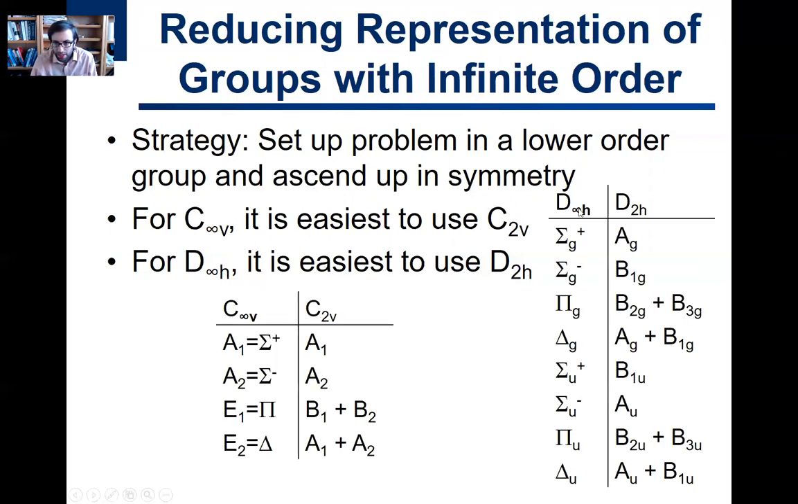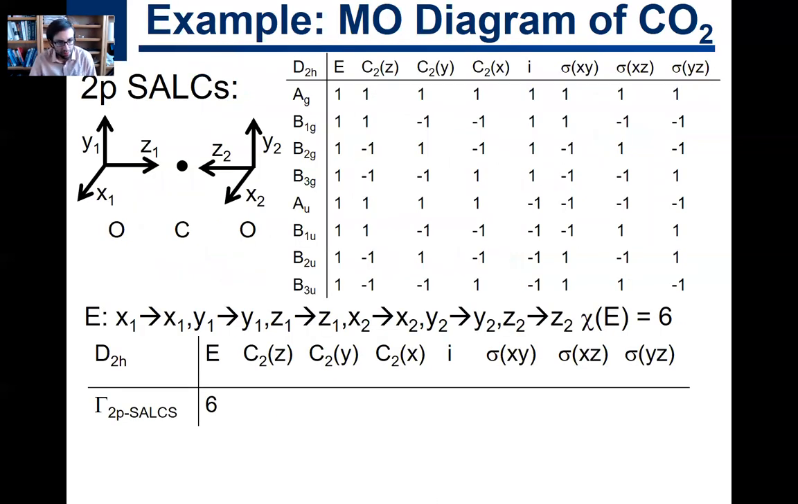We're going to pull up the D infinity h, D2h correlation table. You can derive these or look these up online. And so we're going to solve this exact same problem, but pretend it's in D2h and then convert into D infinity h. So now we have more classes of symmetry operations, but it's actually going to be a lot easier. We have 6 p orbitals represented by these 6 vectors.